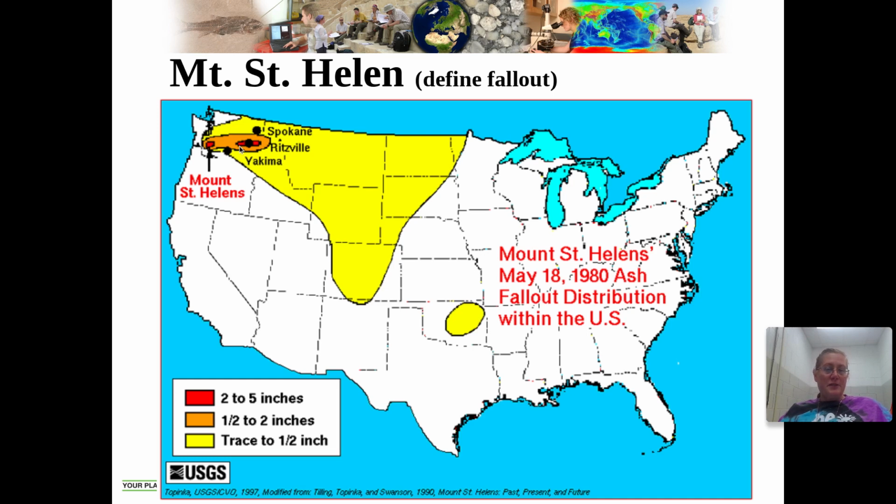They had up to 2 inches in all of the orange area, and then they had trace amounts as far as North Dakota and the very top of Wisconsin there. No, that's not Wisconsin. Yes, it is. Okay, moving on.